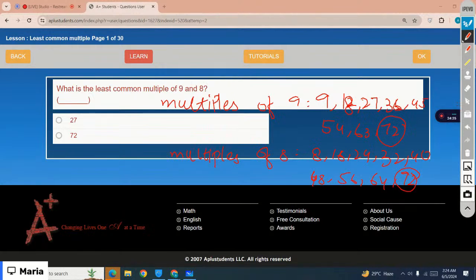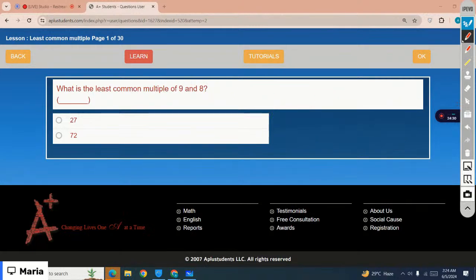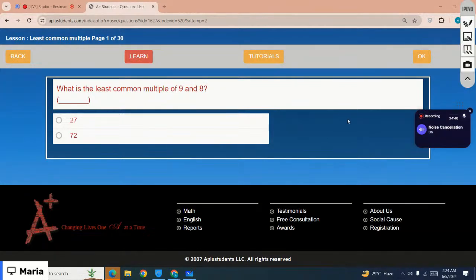The correct option is 72, right? Option number 2 is the correct option. The least common multiple is 72.